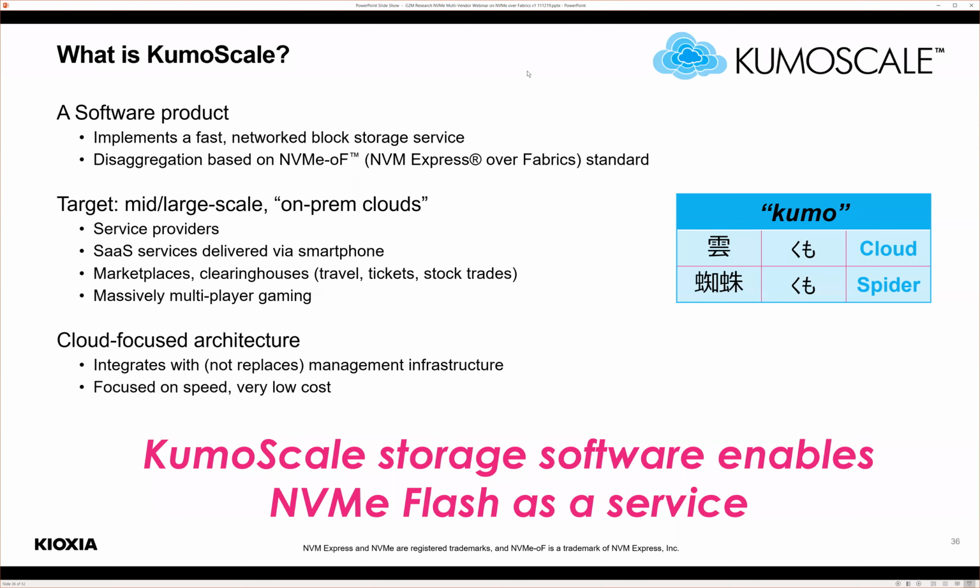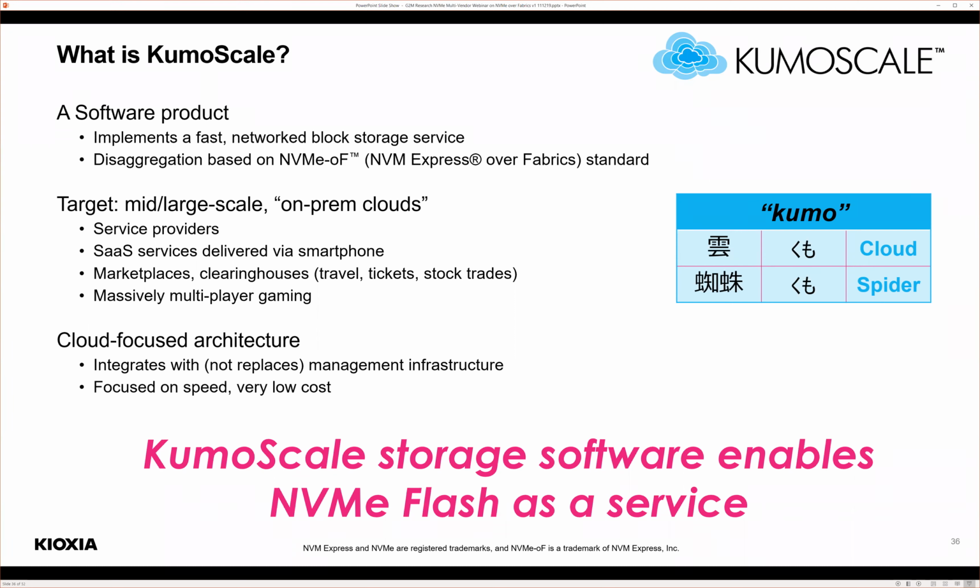First of all, Kumo is a Japanese word that means both cloud and spider, therefore the cloudy spider web logo. Kumoscale is a software-only product that implements networked block storage using NVMe over Fabrics. And as I said, we target mid to large scale on-premise clouds, which means usually either service providers or people who are delivering something over the web or through your phone and have a need to build their own infrastructure because of the unique requirements of their applications. And that could be massive gaming, marketplaces, anything that has demand crashes. And we have built an architecture that's very focused on the cloud.